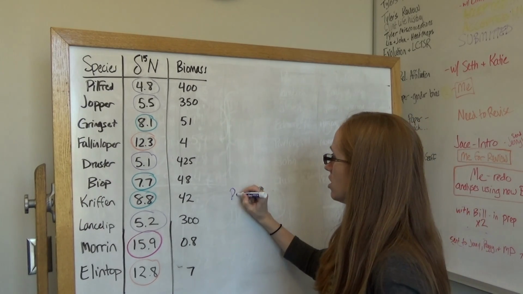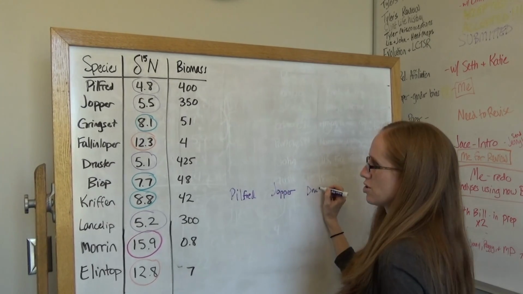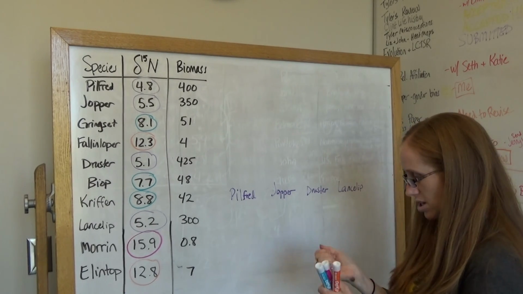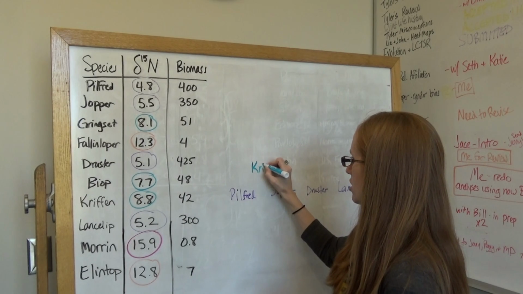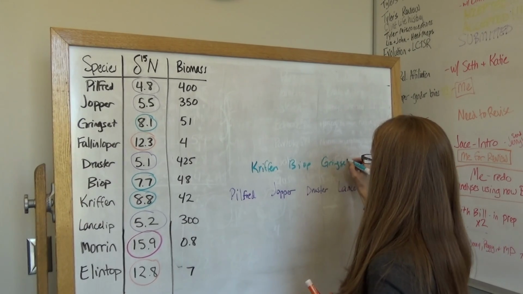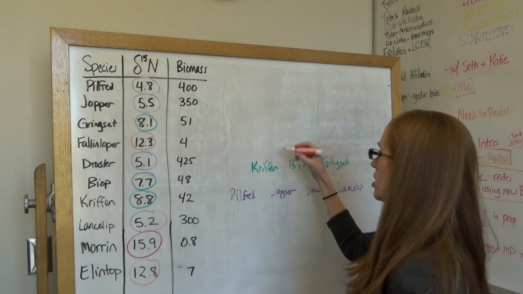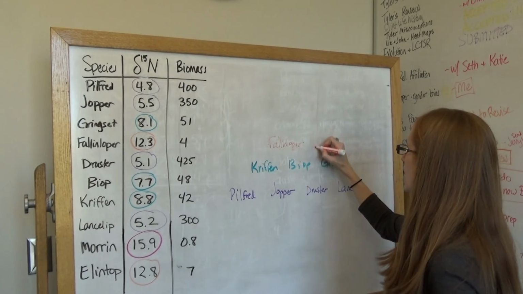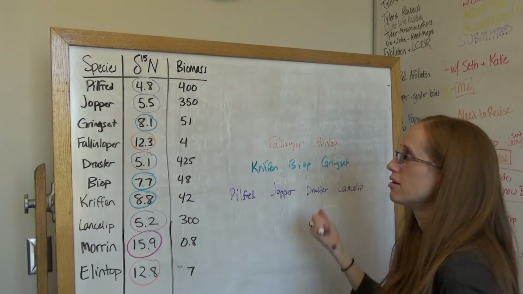So we've got Pilfred, and Jopper, and Druster, I don't know where I came up with these, and Lancelip down here. And then above them in the food chain, we have Criffin, Biop, and Gringset. And then above them in the food chain, we've got Fallenloper and Ellentop. And then at the very tip top of the food chain, we have morin.